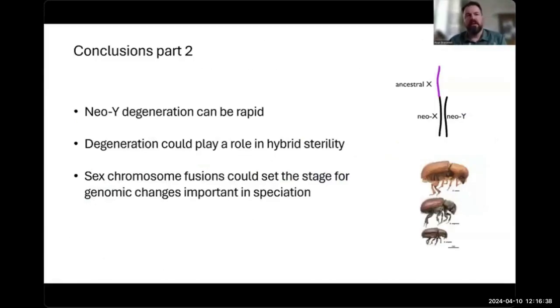So in conclusion to the second part, the neo-Y appears to be degenerating quite rapidly in the mountain pine beetle. The fact that we seem to see different sets of genes degenerating or being lost from different Y chromosomes suggests that these processes could be playing a role in hybrid sterility. And this is really an exciting thing to think about, that these sex chromosome fusions could really be setting the stage for these rapid genomic changes to be occurring in isolated populations that then could result in new species forming.